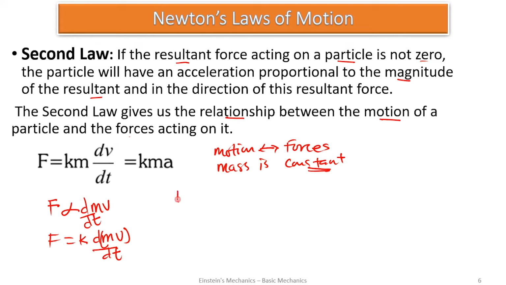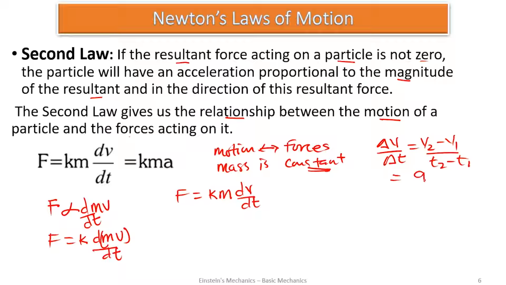So my force is equal to the constant, the mass, and dv/dt, where dv/dt is the change in velocity with respect to change in time, which can be (v2 minus v1) over (t2 minus t1). Change in velocity will result in acceleration, which is a. So dv/dt will give us the acceleration produced, a. So force is equal to a certain constant k, mass times acceleration.